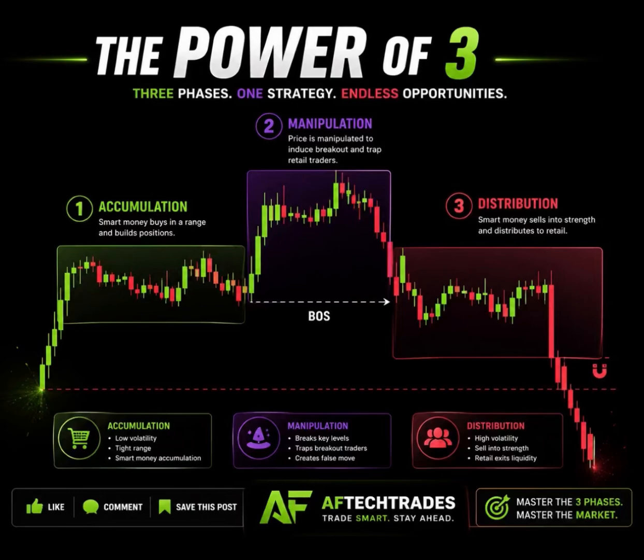Then comes distribution. Look at the right side. Price drops aggressively. This is the real move. This is where smart money profits, and where most retail traders get caught on the wrong side. Here's the key lesson. The biggest mistake traders make is entering during manipulation. The best entries come after manipulation, when the real move begins.